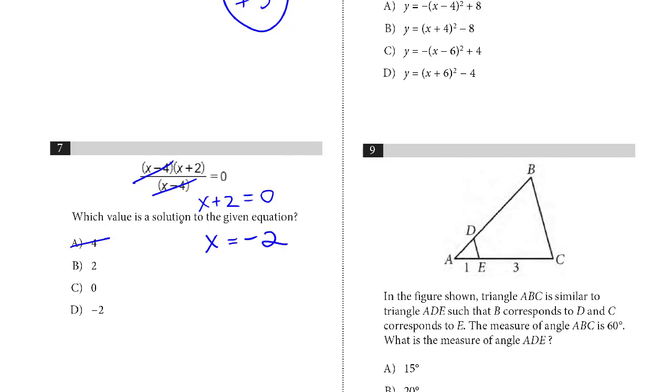So which value is the solution to the given equation? x equals -2. Now I'm going to check that. That's going to help. -2 plus 2 equals 0. That equals 0 on the right side. The equation checks.